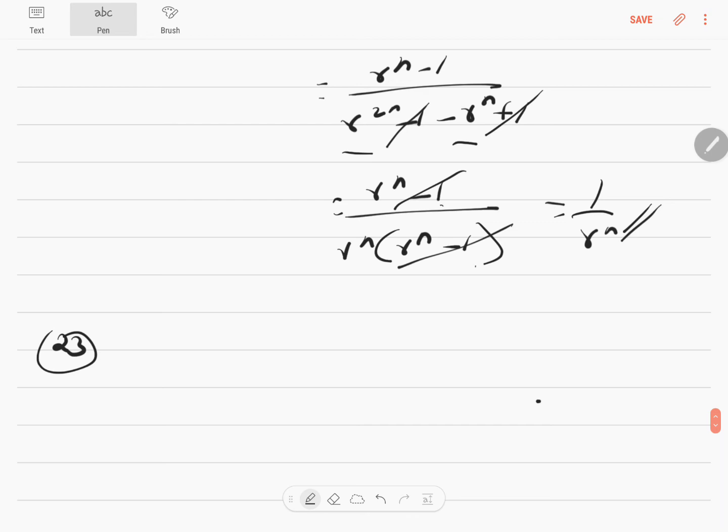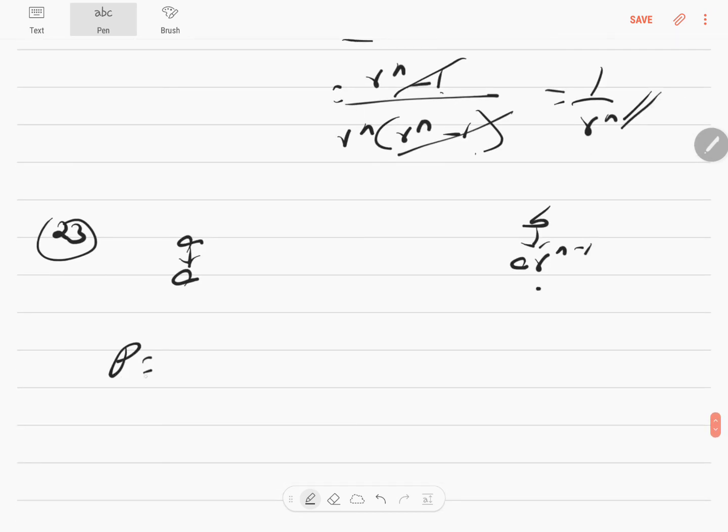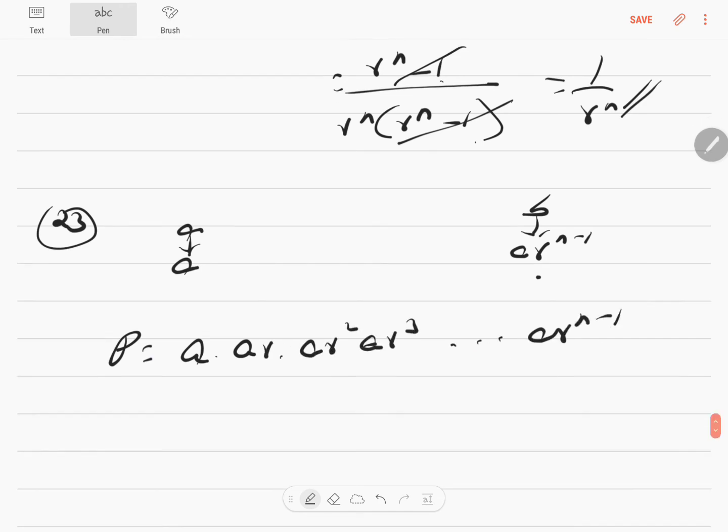If the first and the nth terms of a GP are a and b, always the first and nth terms are a and b, which means this is a, this is ar to the power n minus 1. That's the meaning of this, correct? If p is the product of n terms of a GP, which is a, ar, ar square, ar cube, dot dot dot ar to the power n minus 1, the product, what will it be?